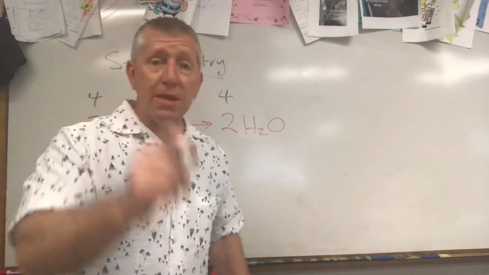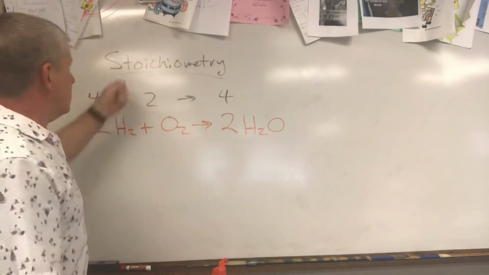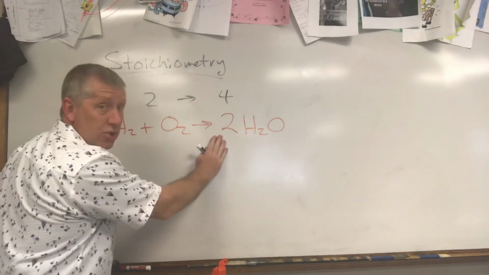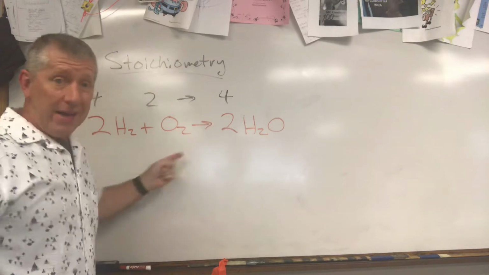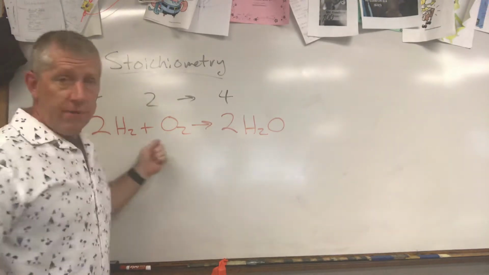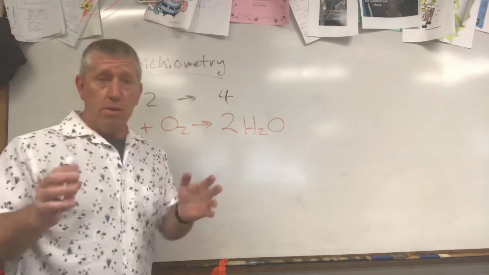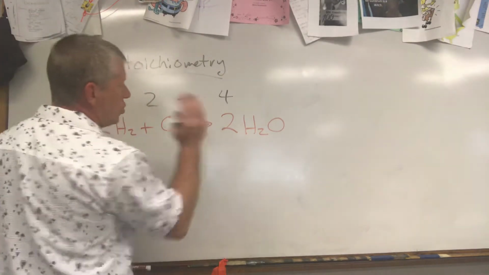We just did stoichiometry. Yes, we did. We used a balanced chemical reaction showing the ratios of how much of the stuff I need. And we're going to be talking about these coefficients meaning moles. Okay, not just molecules. We're talking moles here. We're going to be dealing with moles. 2 moles of hydrogen, 1 mole of oxygen make 2 moles of water.